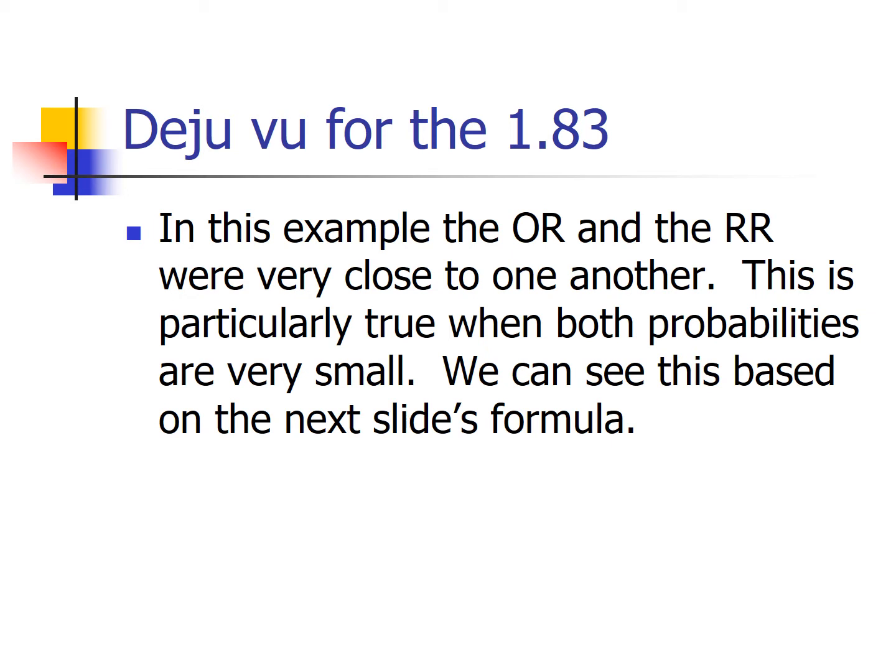That is, if you go back to the last lecture where we calculated the risk ratio for this example, we calculated the risk ratio to be 1.82. So in this example, the odds ratio and the risk ratio are very, very close to one another. It's not true in every example. It's true in this example. We can get a sense of why that's the case by looking a little more closely at the following formula.